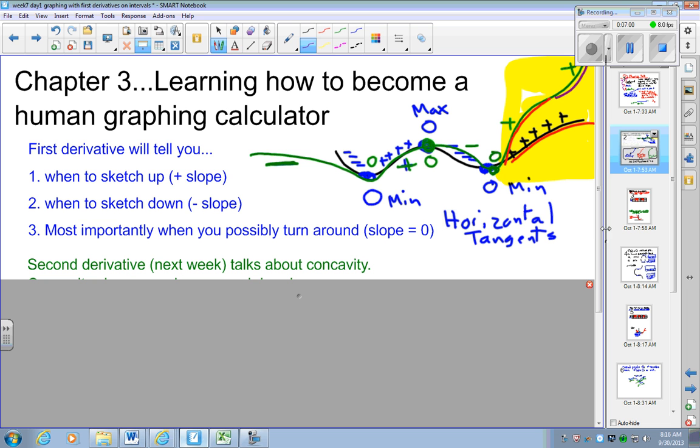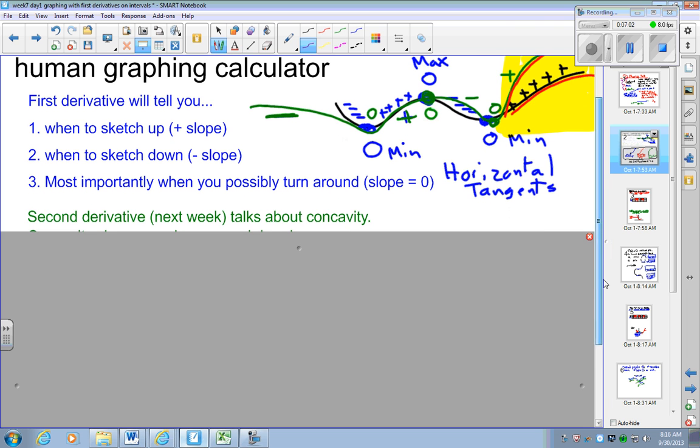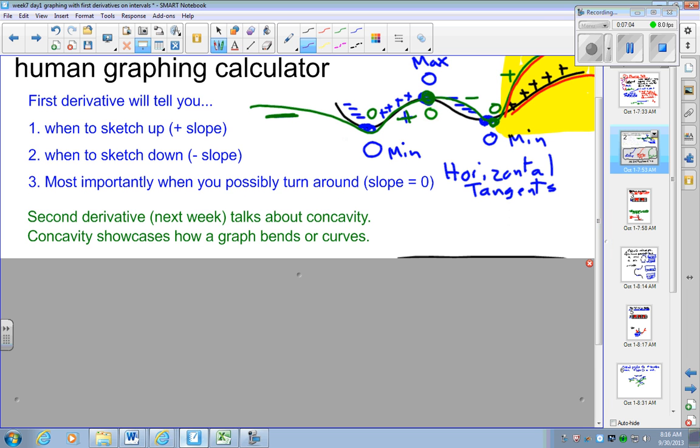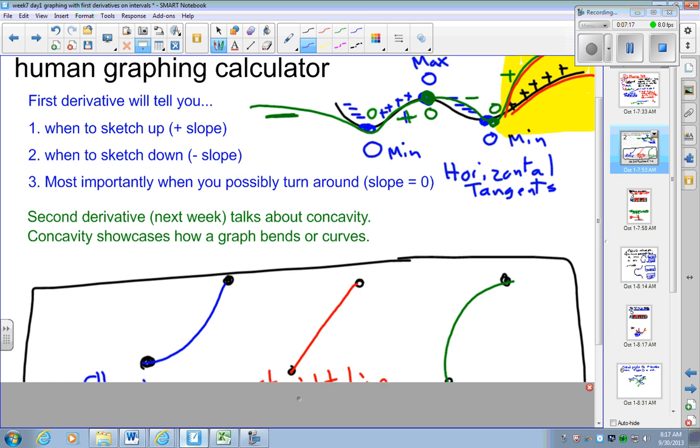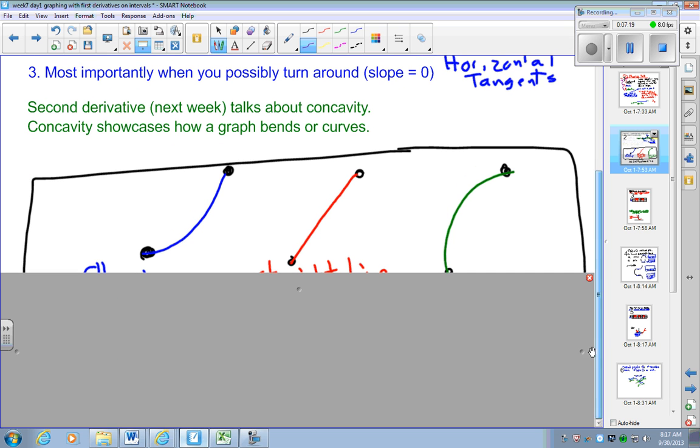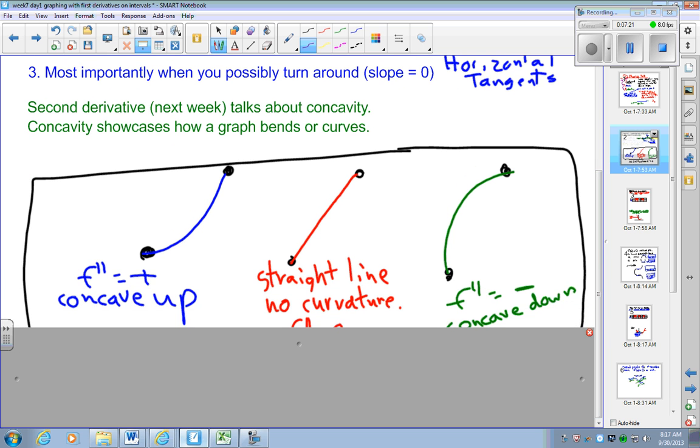And we'll be looking at this next week. But the second derivative talks about concavity. And concavity showcases how a graph bends or curves. Okay? So not if it's going up or going down, but rather how it bends. So I drew some examples here. There are 3 types of bends that you could have.